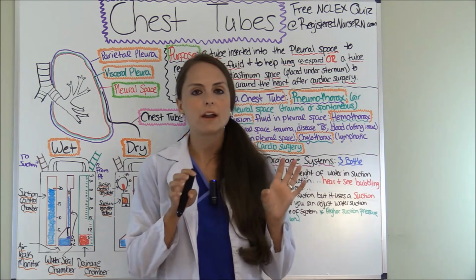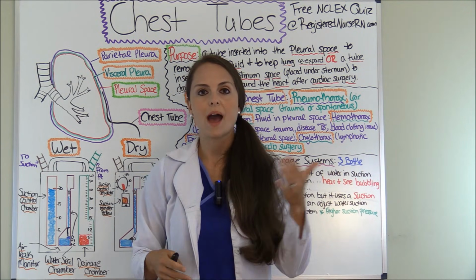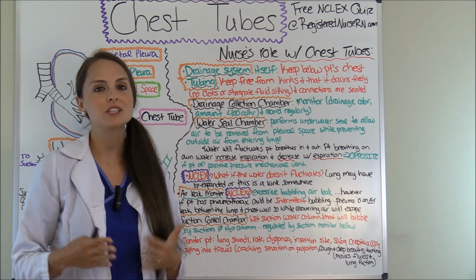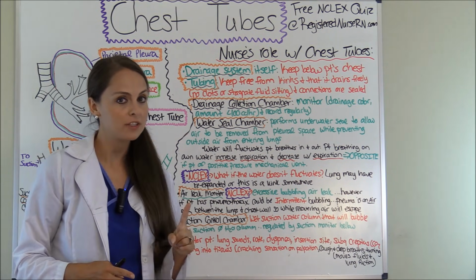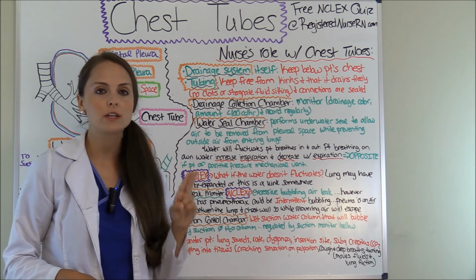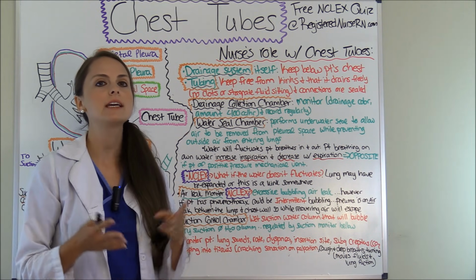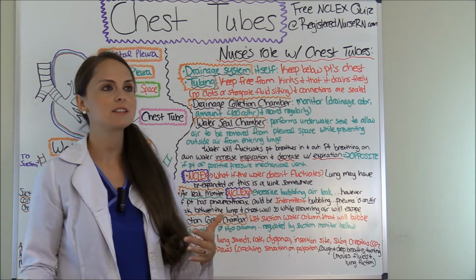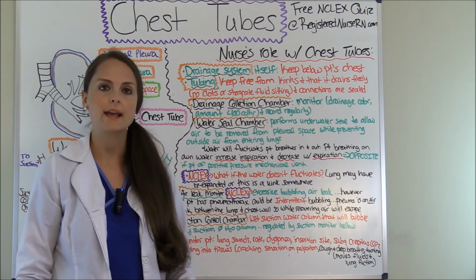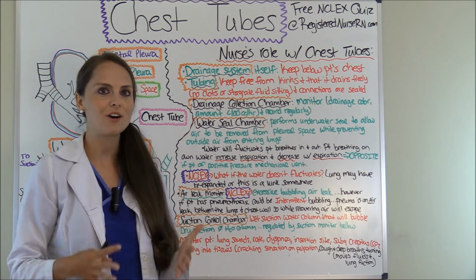Now let's look at our nursing interventions, the things that you have to do for this patient who has a chest tube. The biggest thing you want to do whenever you're taking care of a patient with a chest tube is monitor the patient's respiratory status very closely. You want to monitor the drain system itself, and you want to know what to do when things go wrong, like if the chest tube becomes dislodged accidentally, or the system breaks, and how to assist the physician with removing the chest tube. I'm going to be covering all those things.